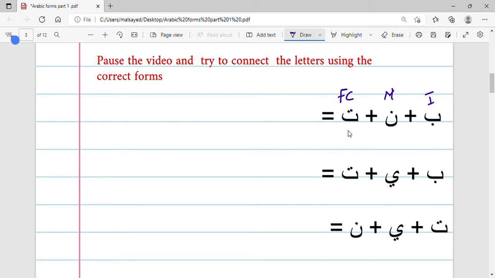Always remember, the letter before always makes the decision to connect or not. If it's between two letters, always the previous letter makes the decision. So now let's write the forms. Here we have the initial form of the ba, the middle form of the noon, and the final form connected of the ya. Now the letters are ready to connect.